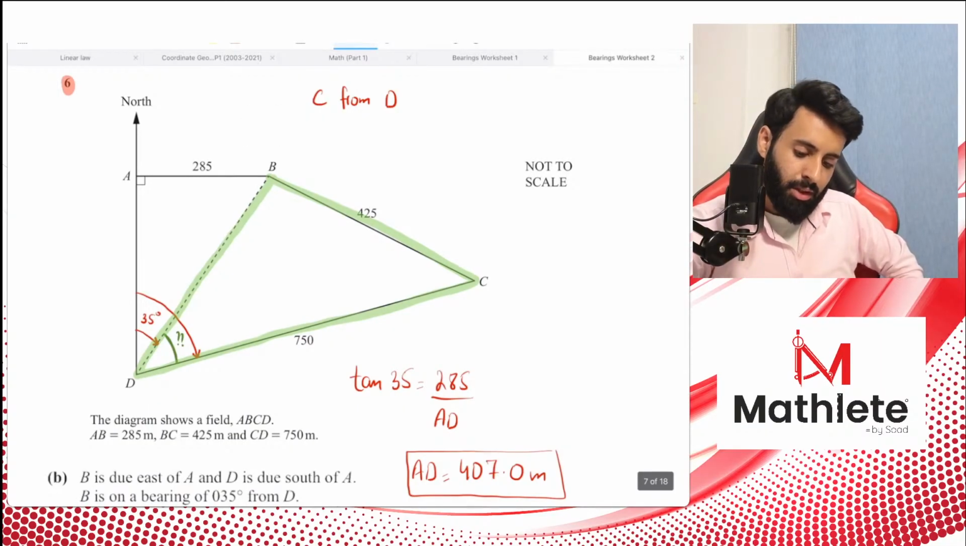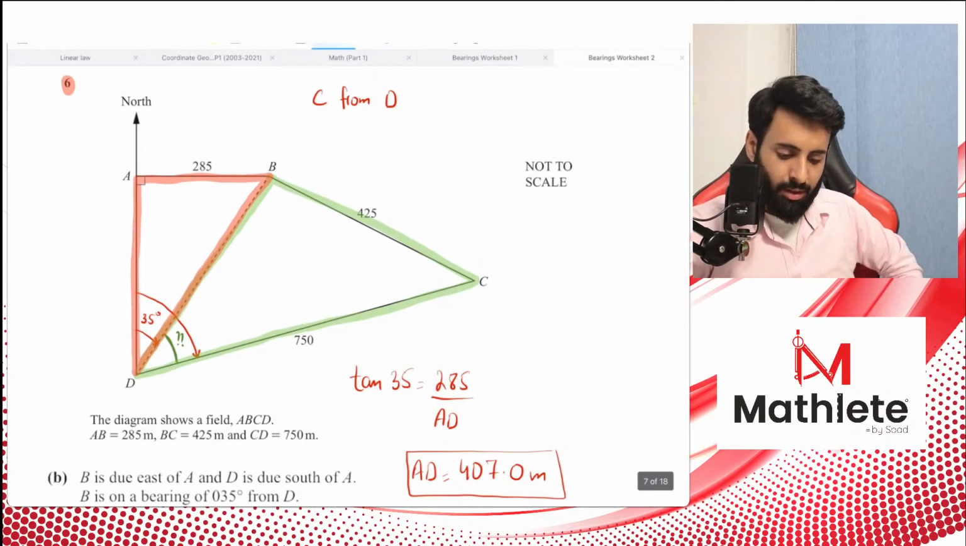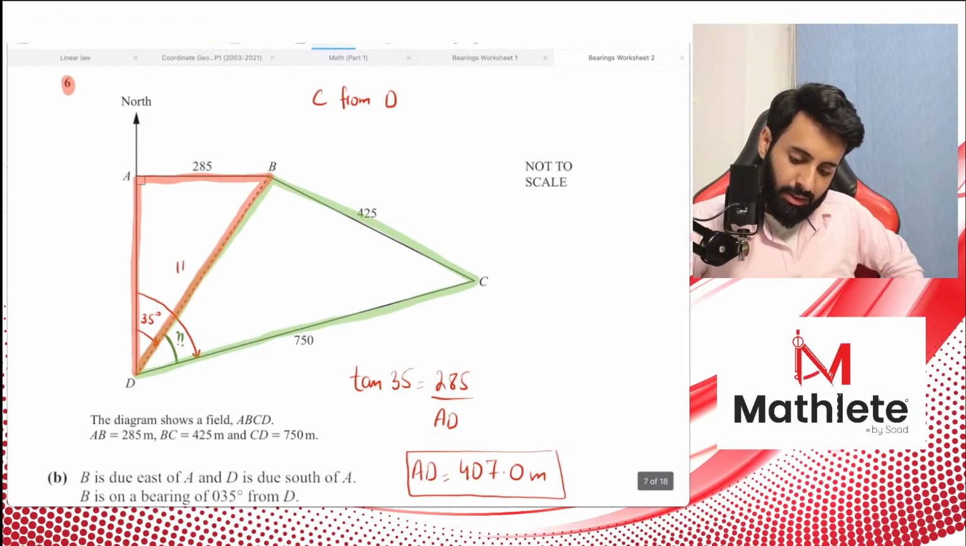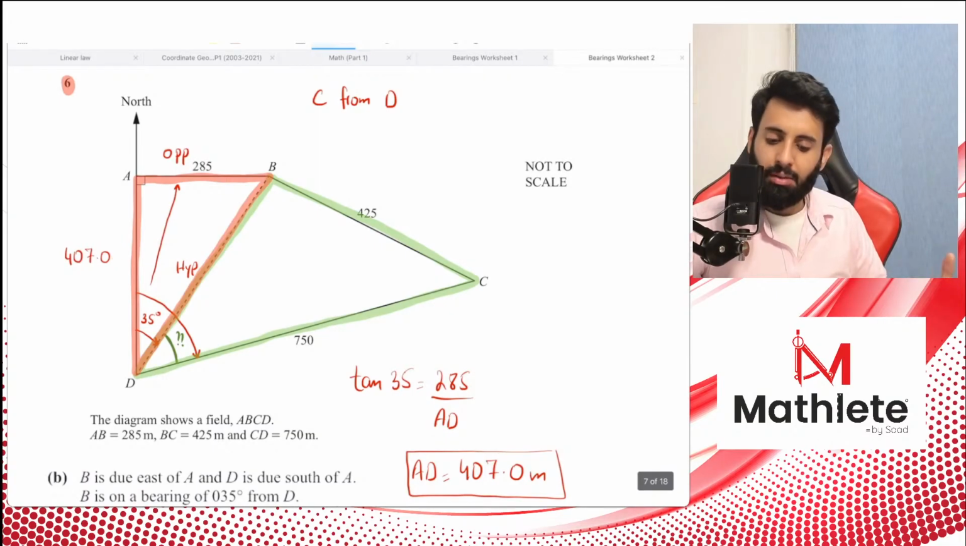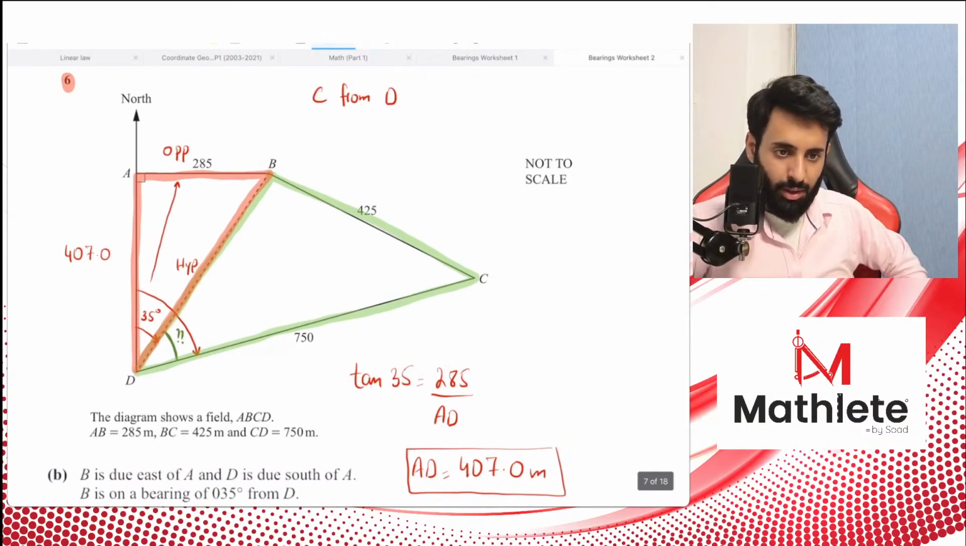And then if you put some thought into it, if you look at the triangle which I'm now highlighting in red, you will see that we have enough information to actually find out the length DB. Why is that? Because DB, as far as the red triangle is concerned, is the hypotenuse length, and 285 is the opposite length. Now you may be wondering, why am I not using AD 407.0 and using Pythagoras theorem? Now there's nothing wrong with that if that's how you want to do it, okay? But I'm just more comfortable using the original set of values, okay? So we can use this to find BD, okay?